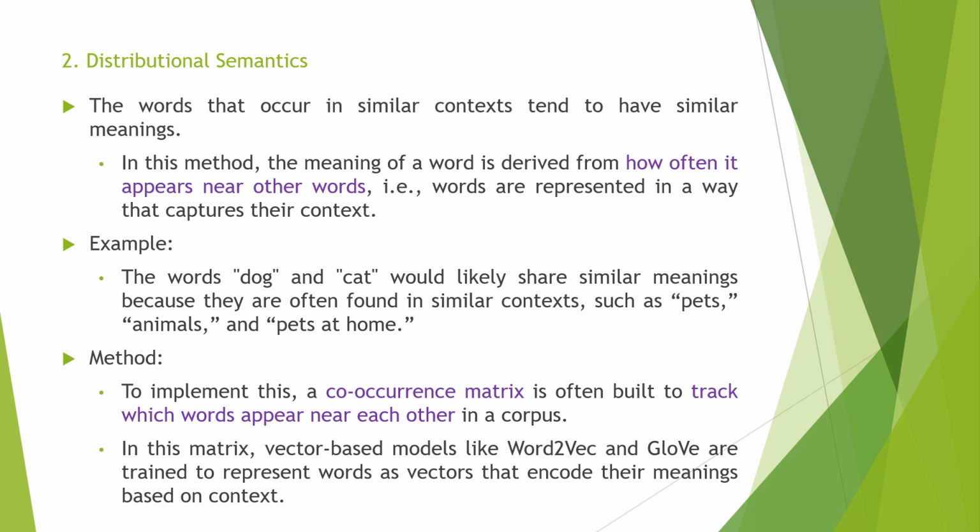In this method, the co-occurrence matrix is generated to track which are the words appearing near to other words in a corpus. So based on this representation of a matrix, we use a vector-based model to train the corpus, and we represent words as vectors to encode their meanings based on context.